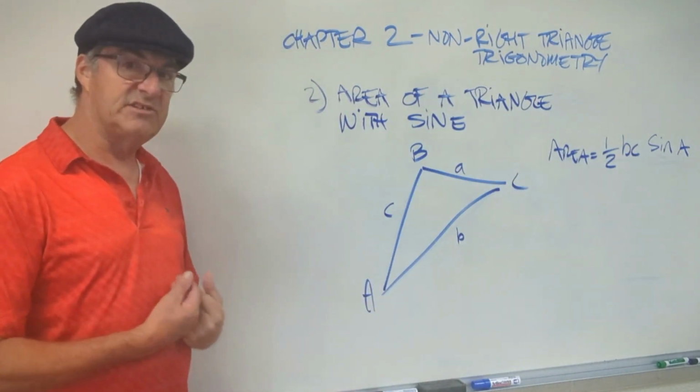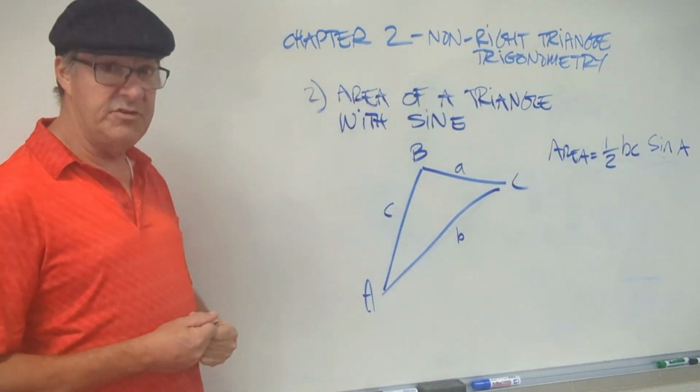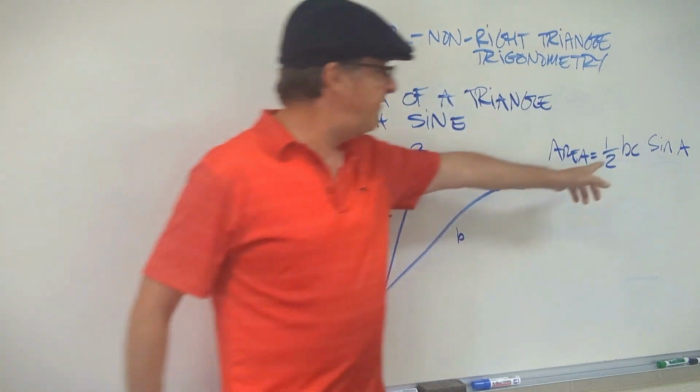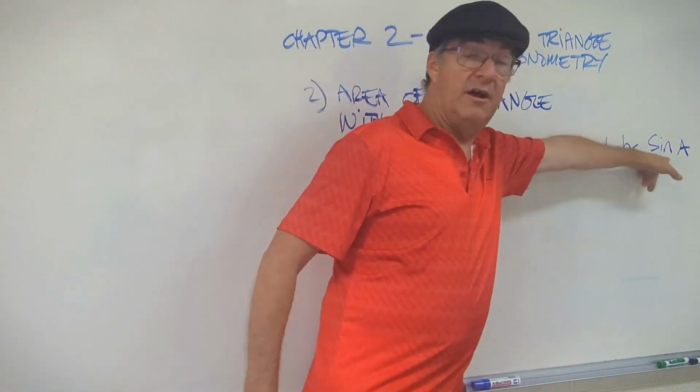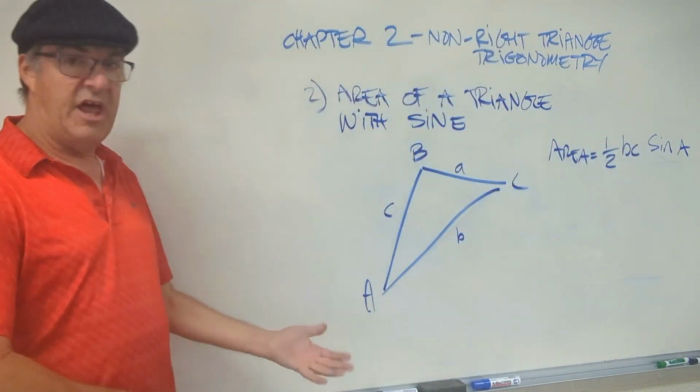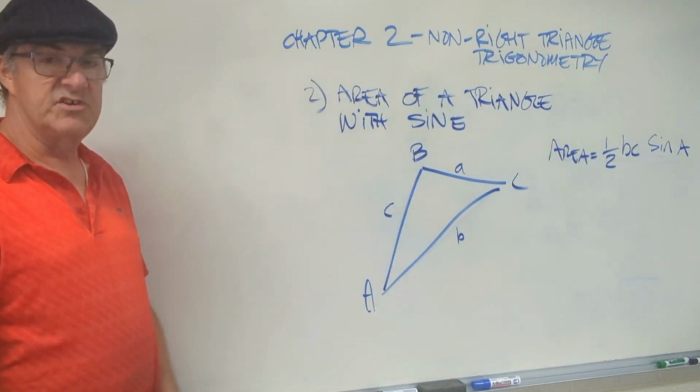However, we can also make it slightly more difficult. I can give you the area of the triangle and ask you to find either side or the angle. And to find the angle, you'll have to end up doing the inverse sine function to find that.